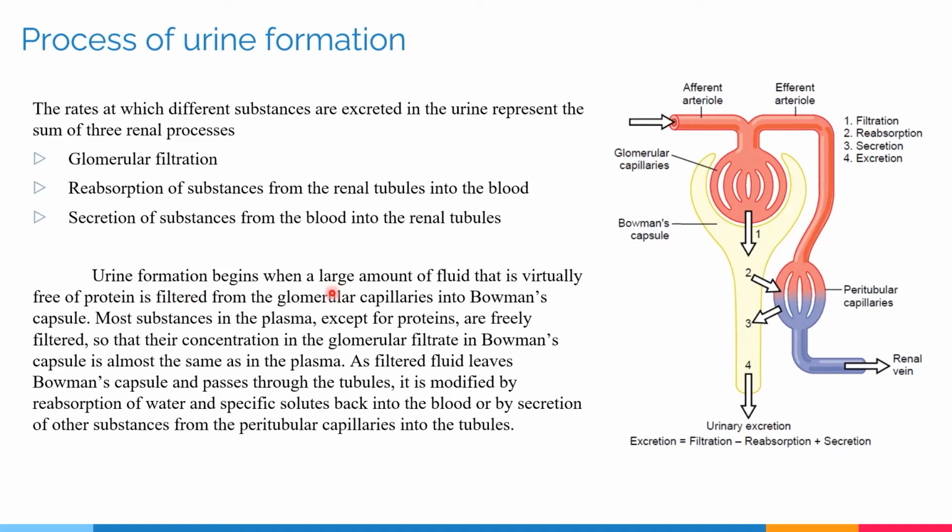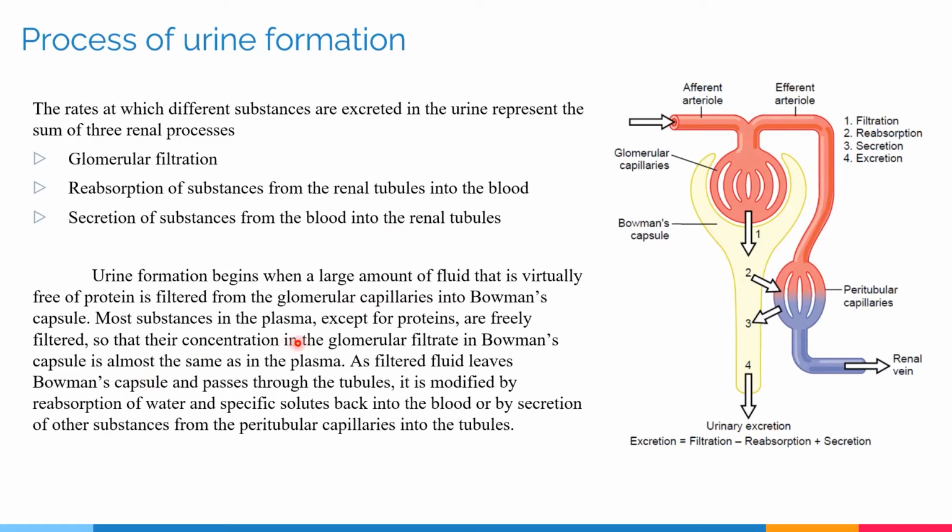Urine formation begins when a large amount of fluid that is virtually free of protein is filtered from the glomerular capillaries into the Bowman's capsule. Virtually free of proteins is important, as we have seen again and again. The capillary intercellular clefts are not large enough to allow proteins to pass through them, and thus the liquid that is filtered has a very low concentration of proteins. So it is virtually absent of protein.